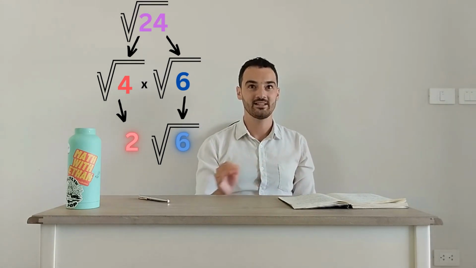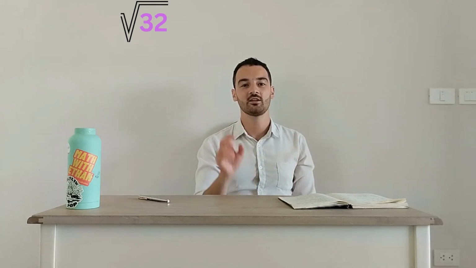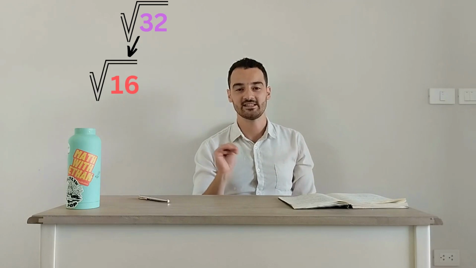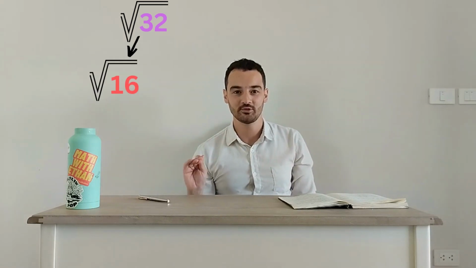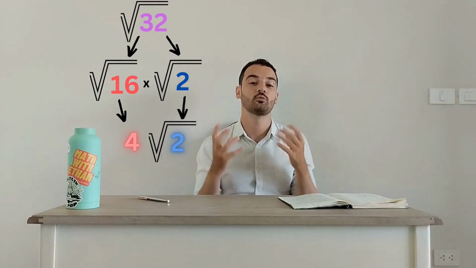Another example is the square root of 32. This can be split into the numbers square root of 16 multiplied by the square root of 2, and then we can change that 16 into 4, so it becomes 4 root 2.